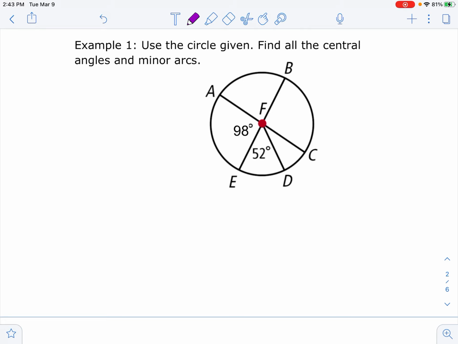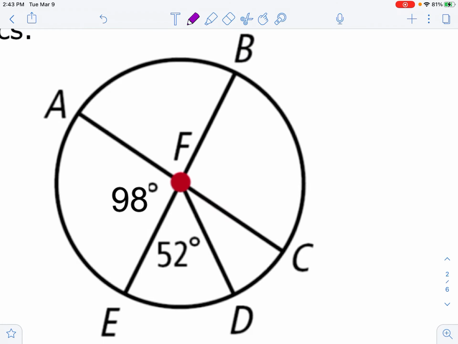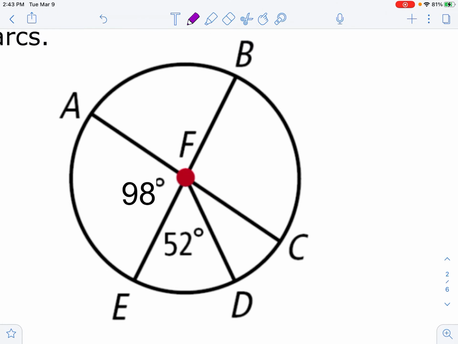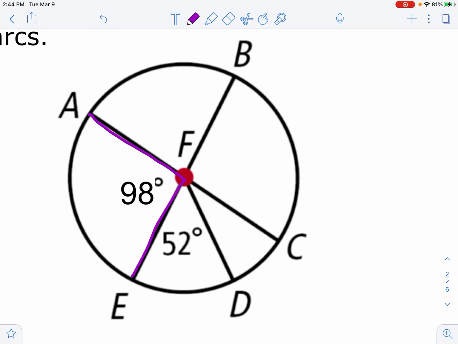Okay, so example 1, it says use the circle given, find all the central angles and all the minor arcs, okay? All right, so what I like to do is I say that I attack the circle. I just get everything in there, okay? So I'm going to start by saying an arc or an angle that I do know, okay? So this right here is a central angle, and I know it intercepts this arc, so I know it has to be the same.